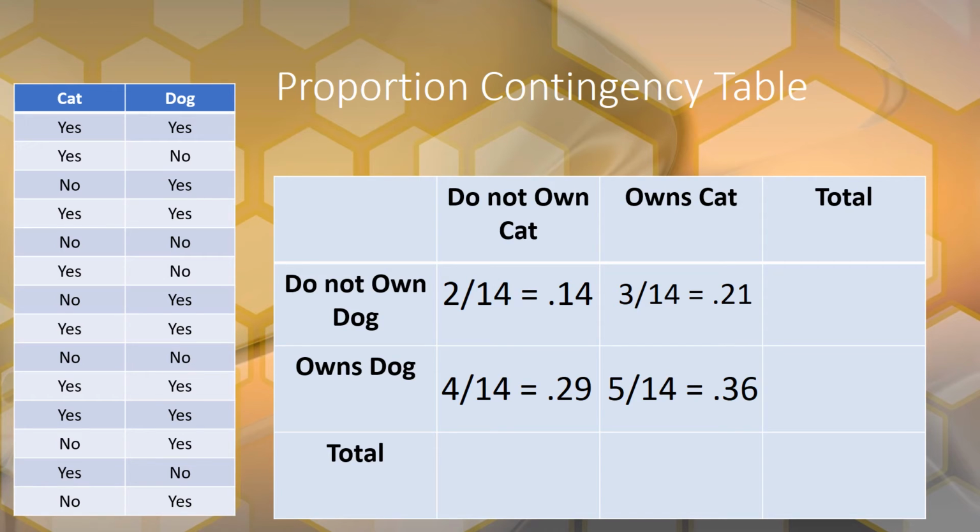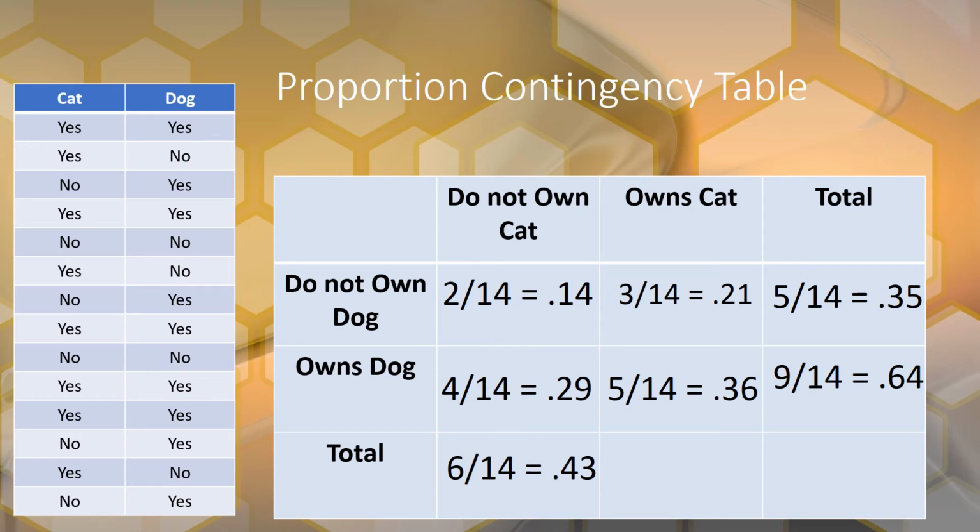Then we're going to add these up. So we got 5 before, so 5 people do not own a dog, and that's out of 14 again to get 0.35. 9 people own a dog, so that's 9 out of 14 to get 0.64. 6 people do not own a cat, so that's 6 out of 14, which equals 0.43. 8 people own a cat out of 14, so that equals 0.57. And then the total is 14 out of 14, so it's 1.